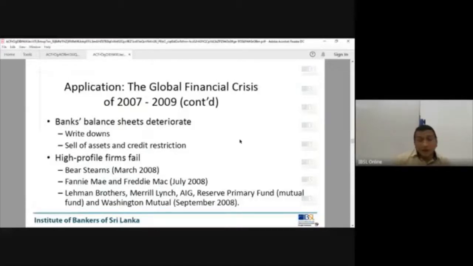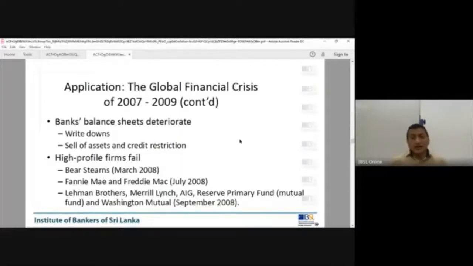They collapsed in July. And big investment banks, Lehman Brothers, Merrill Lynch, AIG's insurance, Reserve Primary Fund, it's a mutual fund. Mutual funds are like unit trusts in Sri Lanka. And then Washington Mutual, another kind of mutual fund, all collapsed in September. So it's a big mess in the US financial system.